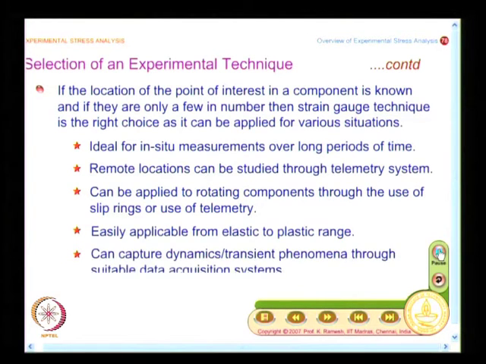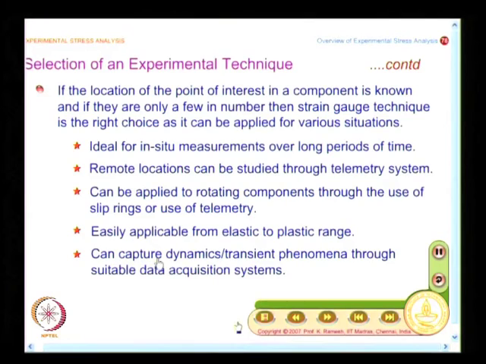And another one, I have also said we have to look at the range. Some problems you will be able to assess that you live within the elastic region, but in some experiments you may want to go up to the failure. So, you may also get into the plastic range. So, you should know the range. If you have to go from elastic to plastic range, then strain gauge is ideal. And another advantage is it can also capture dynamics and transient phenomena through suitable data acquisition systems.